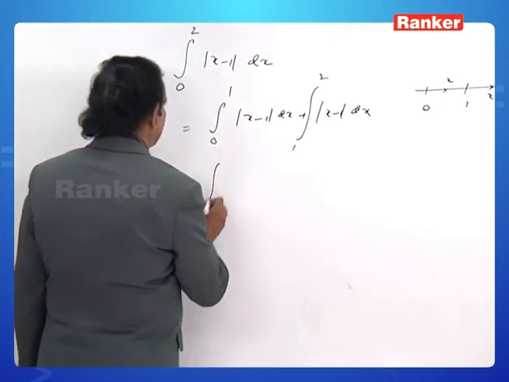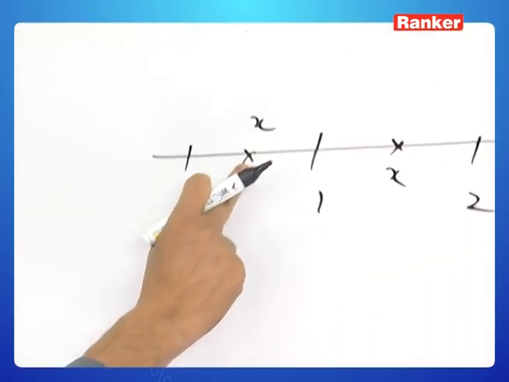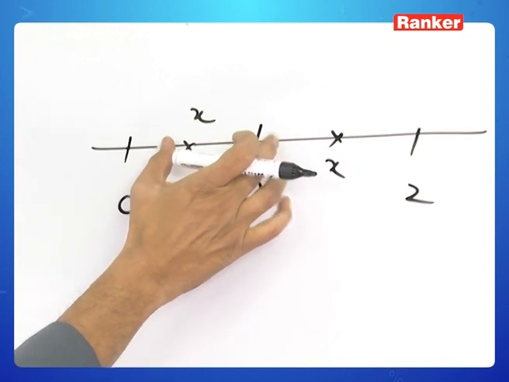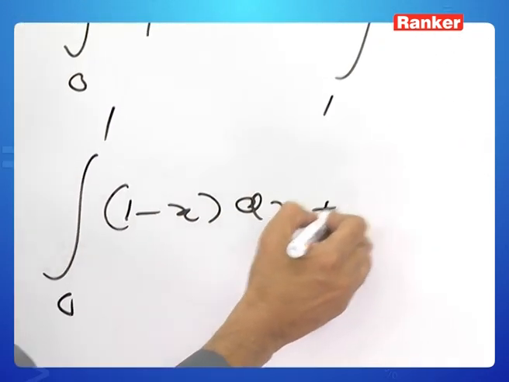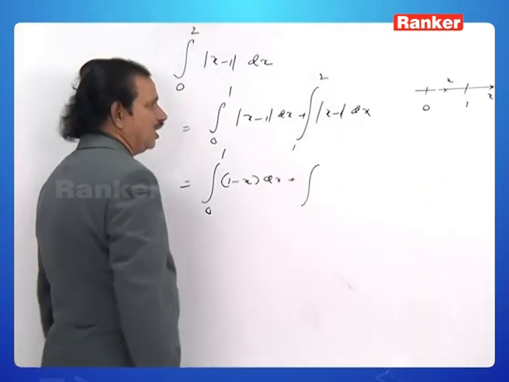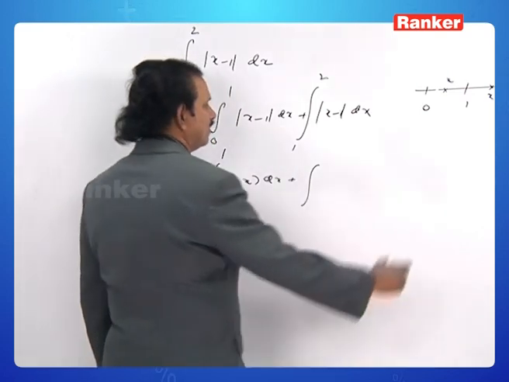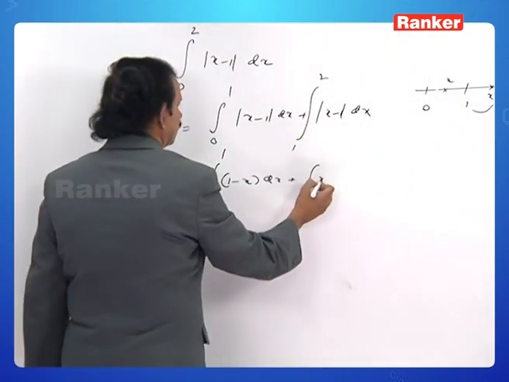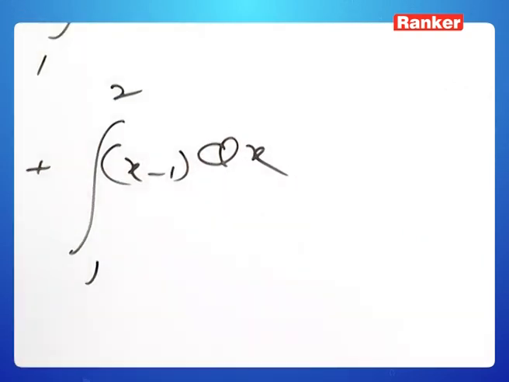So it is, 0 to 1, mod x minus 1, where x lies here, x is less than 1. The distance means it is 1 minus x. Plus between 1 and 2, x is less than 2, that is x is greater than 1, so the distance is x minus 1, dx between the limits 1 to 2.